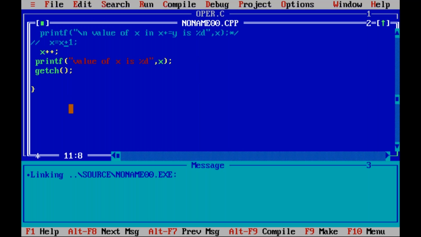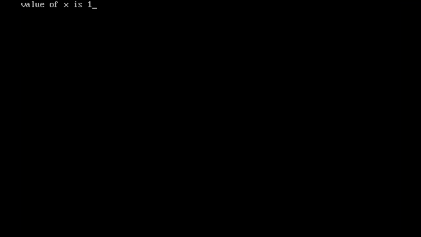Okay. Minus. So one value will be decremented here, not incremented. So the value of x is initially 2. So the result should now be 1. See, value of x is 1 now.